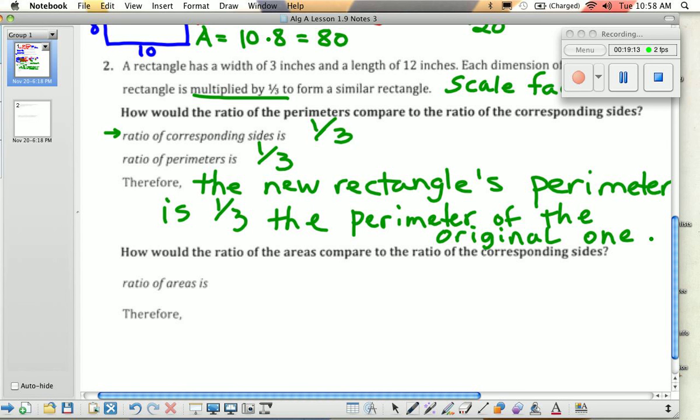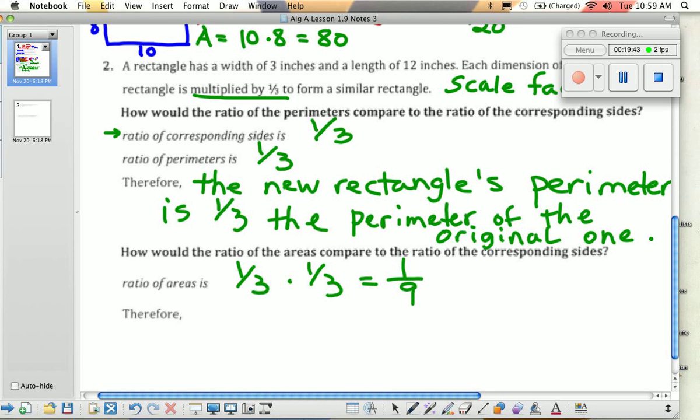The scale factor times itself. So the ratio of areas is 1/3 times 1/3. The scale factor is 1/3. We have to multiply it by itself. When you multiply fractions, you multiply across the top, you multiply across the bottom. What's 1 times 1? 1. 3 times 3? 9. Not adding, multiplying. 1/9. Sorry.